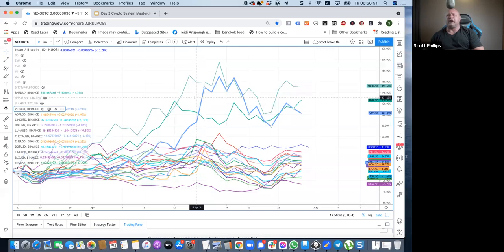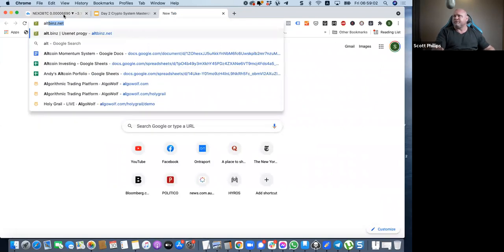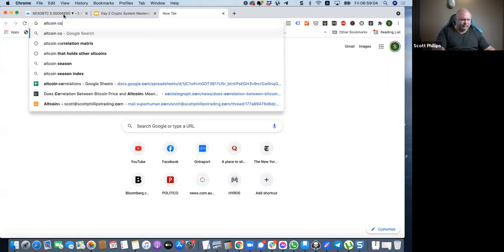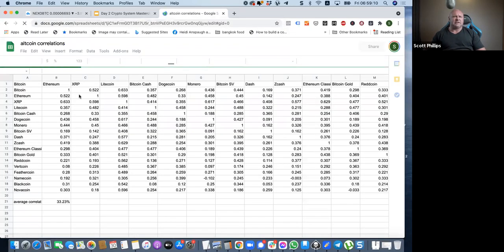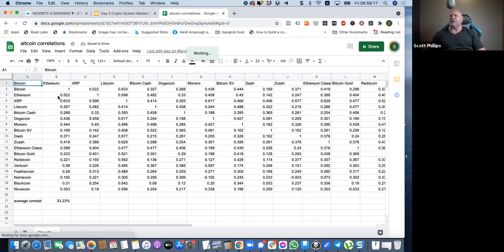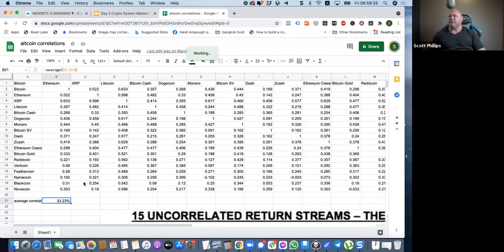Next item. Do I take correlation into account? I did in the system development. I don't in the end. That's another thing I'm going to explain tomorrow. Altcoin correlations. This is a correlation matrix that I put together. So you can see that the average correlation between coins is 33%.